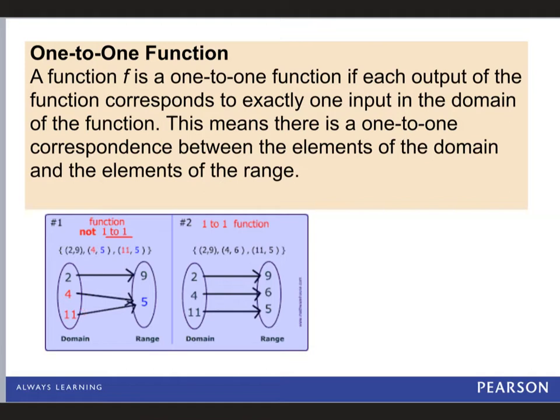A one-to-one function looks like example 2. Every input goes to exactly one output. So then when I go backwards and try to do the inverse, I know exactly where I'm going to go. If I start at 9, I'm going to 2. If I start at 6, I'm going to 4. If I start at 5, I'm going to 11. There's no ambiguity like there is in the first example where if I was doing the inverse and starting at 5, I wouldn't know where to go.